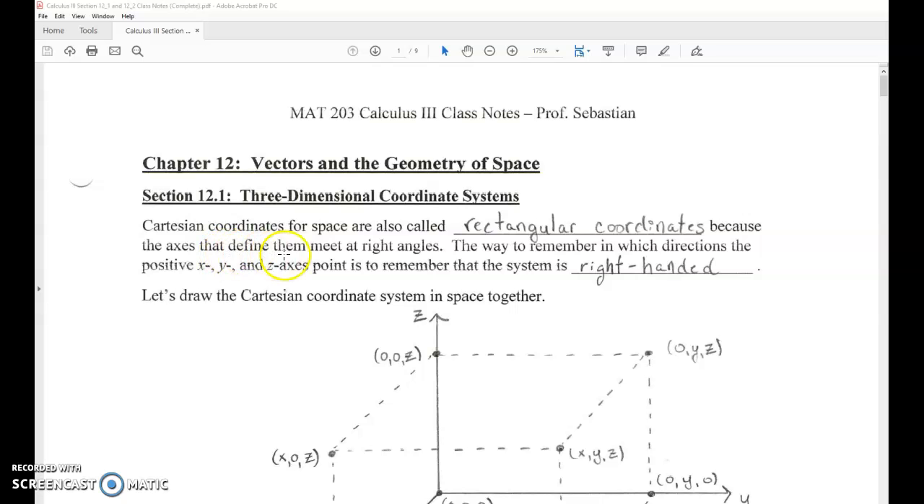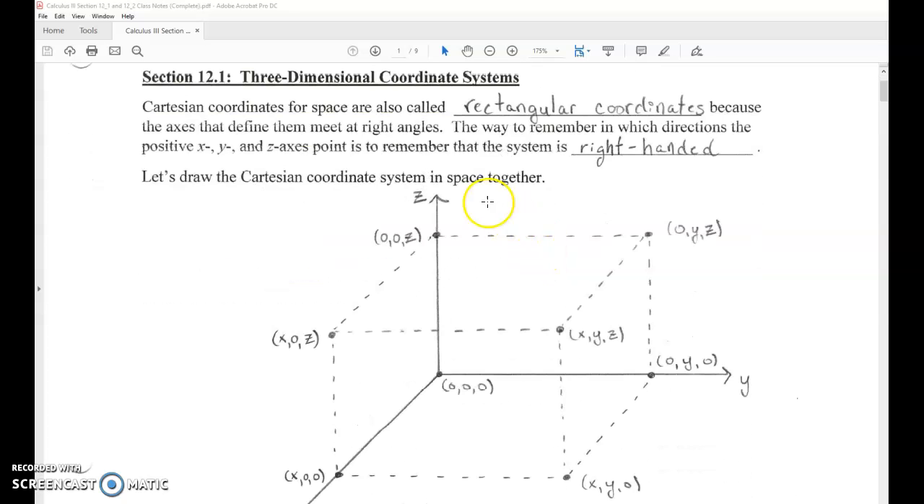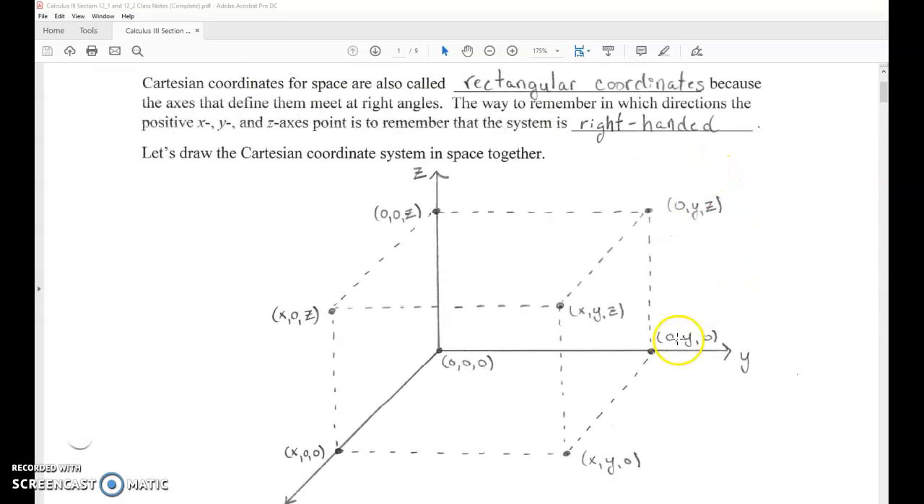The axes that define them still meet at right angles, so you can kind of see that down in here. The way to remember in which directions the positive x, y, and z axes point is to remember that this system is what we call right-handed. Okay, so first of all, what do I mean by right-handed? If you're looking at this drawing, in the plane of your screen or the paper is the yz plane. So this is the y-axis, this is the z-axis.